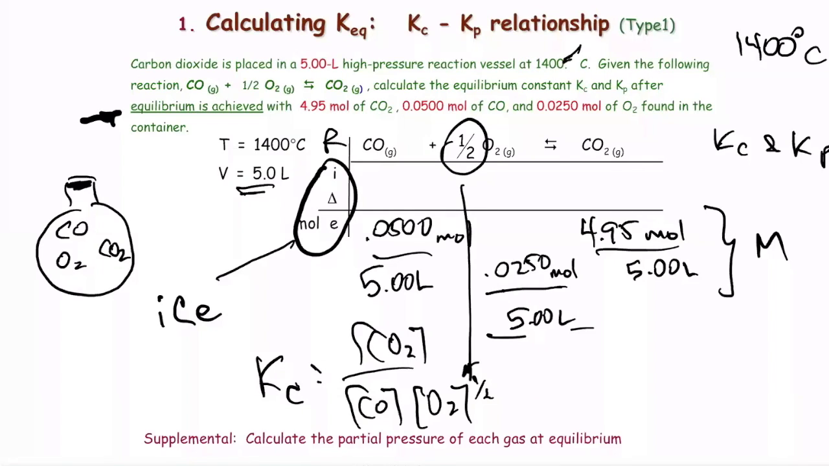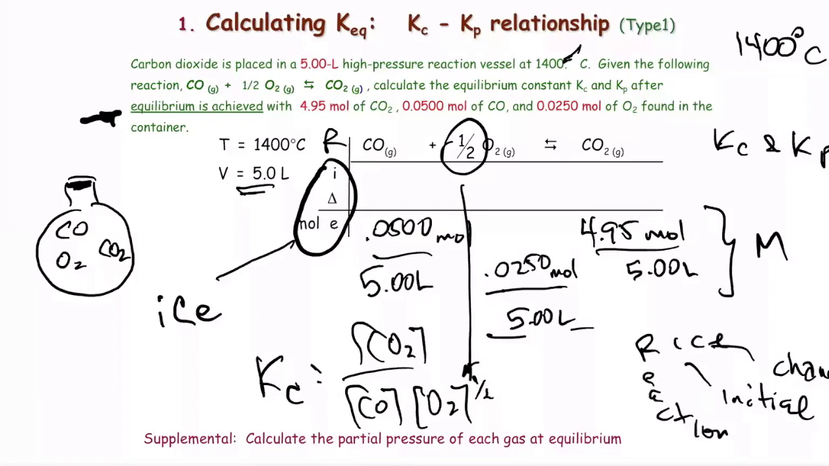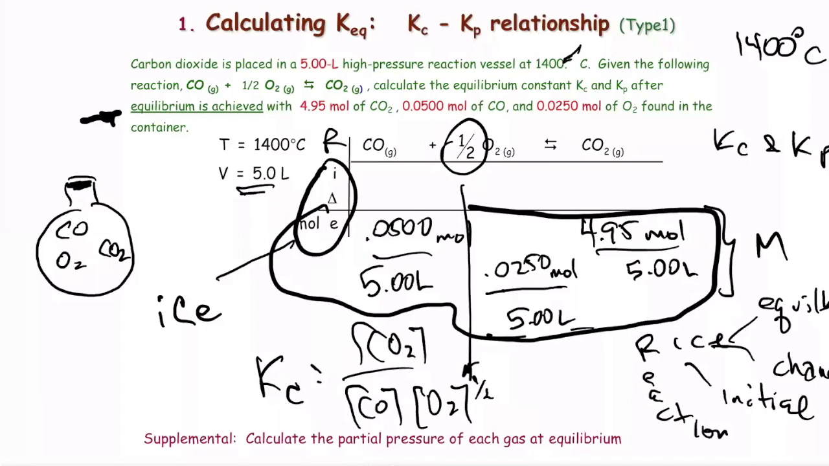RICE means reaction, initial, change, and equilibrium. So what you're going to be doing when we get this ICE table or RICE table is establishing what the concentrations are in the initial, what the concentrations are in the change, and what the concentrations are at equilibrium. Right now we only have the concentrations at equilibrium. That's what this is. We don't have to worry about the rest because it's not important for this problem.